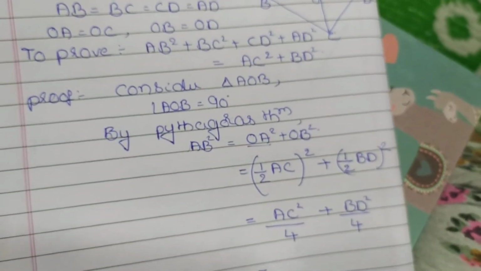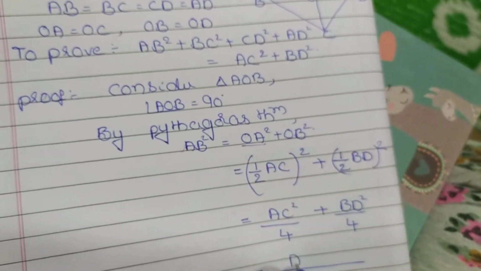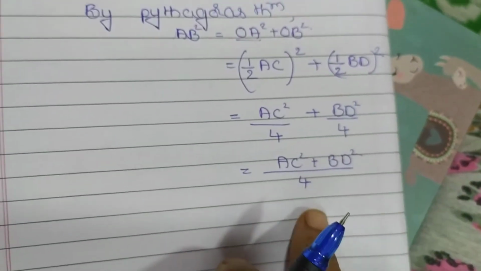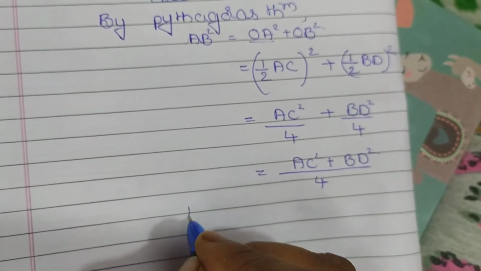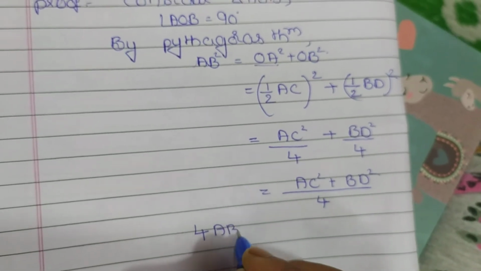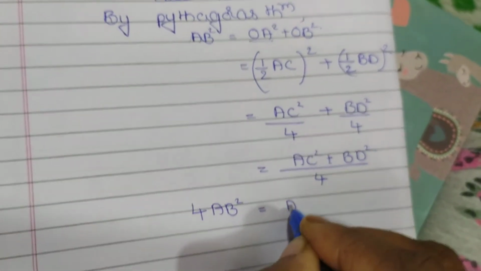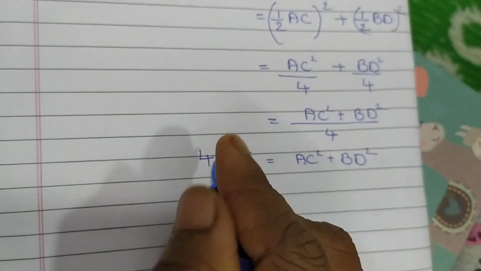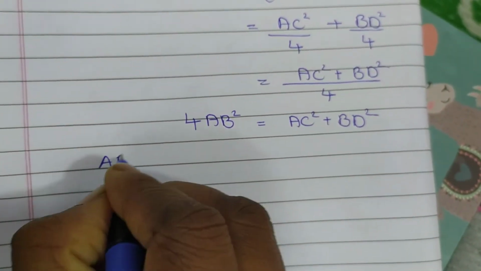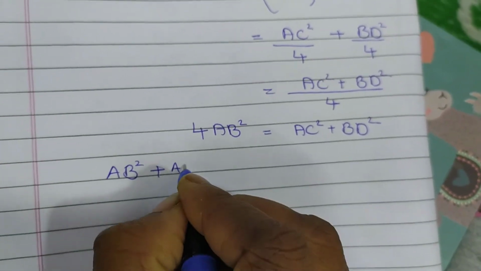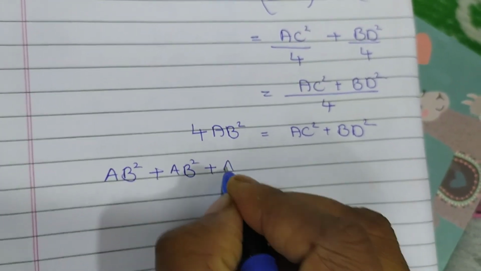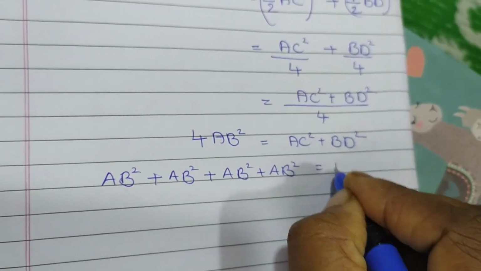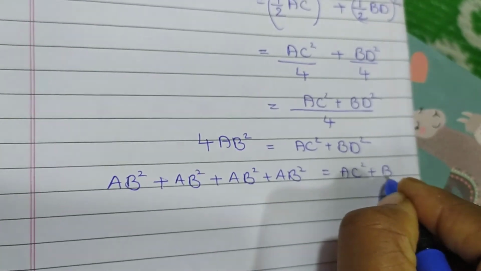Now what is the LCM? LCM is 4, that is AC square plus BD square. Now the 4 is dividing here, when it comes to this side it will multiply, that is 4AB square equals AC square plus BD square. So instead of 4AB square I can write AB square plus AB square plus AB square plus AB square, which equals AC square plus BD square.